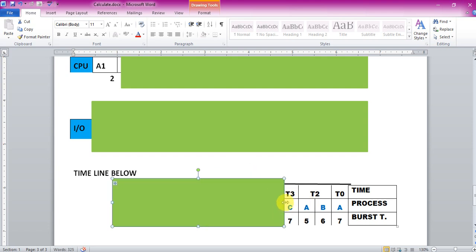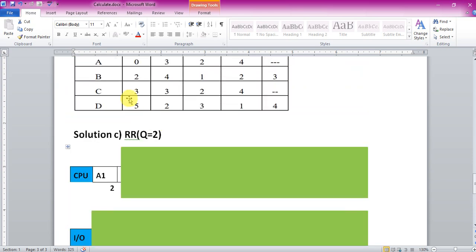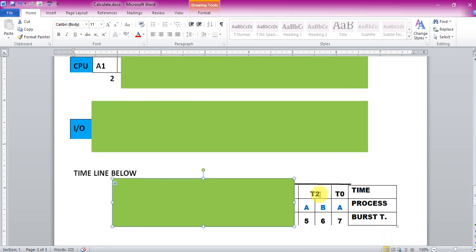A transitions from the CPU to the ready queue at time 2. At the same time, another new process, B, is arriving in the system. Which one gets the first chance? B gets the first chance, because A is now paused, not rejected, because of the timeout. So B and A are both in the queue, but B gets the first chance.